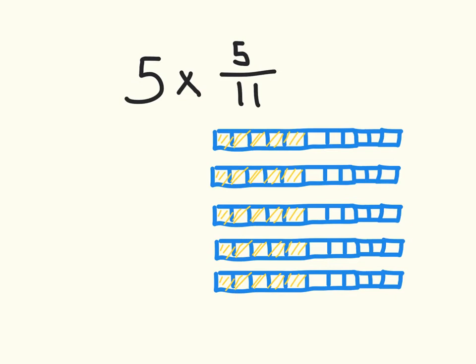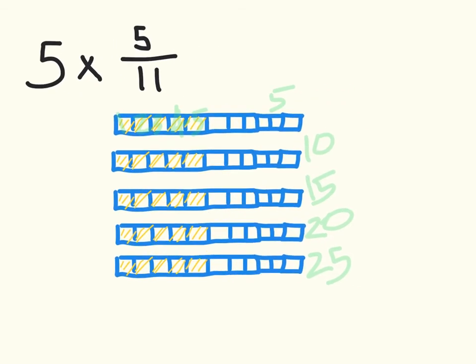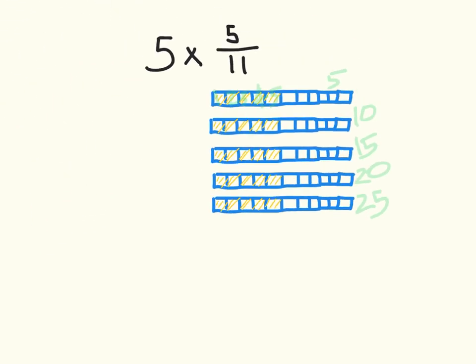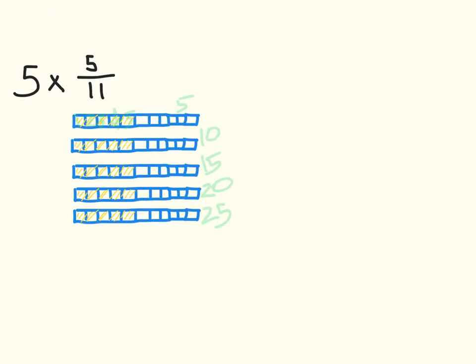So let's count up how many 11ths I actually have. 1, 2, 3, 4, 5. Oh, I can count in 5s. 5, 10, 15, 20, 25. I have 25 11ths. Let's just move over here a little bit. Oh, let's zoom out so we can see it all. I have 25 11ths, and of course I know that that can be simplified.